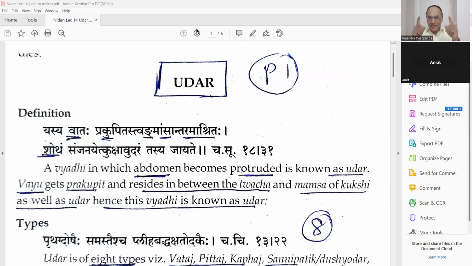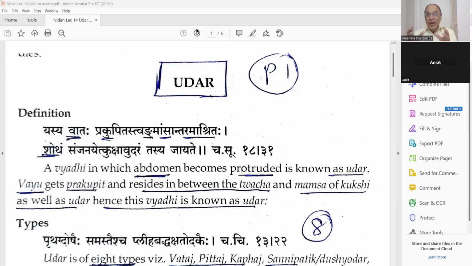So write down the title of today's lecture. Udara is a lecture of Roganidan, Vikriti Vijnana, Paper 2, we are discussing. But my dear friends, these lectures are also liked by the common man. All the doctors and professors are very interested to hear Dr. Deshpande. Today is Ascites. Dr. Deshpande will talk about the Ayurvedic aspect of ascites.